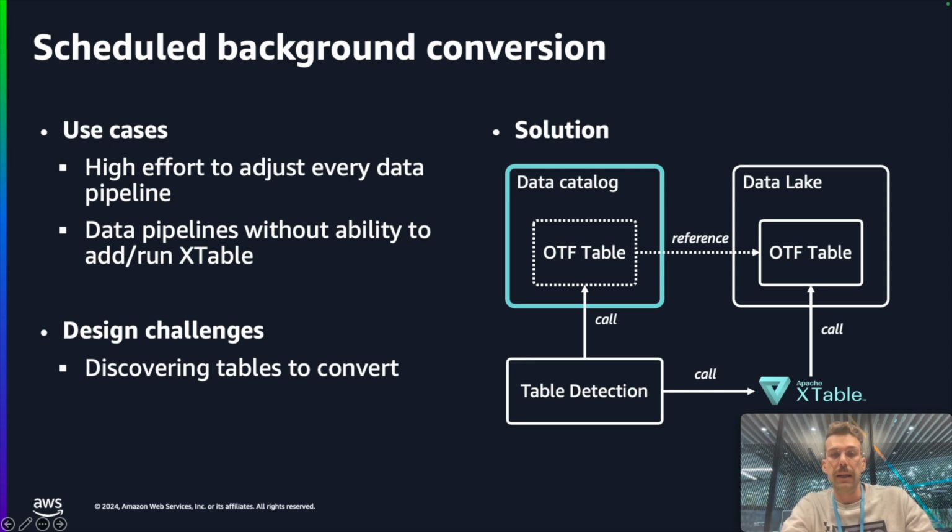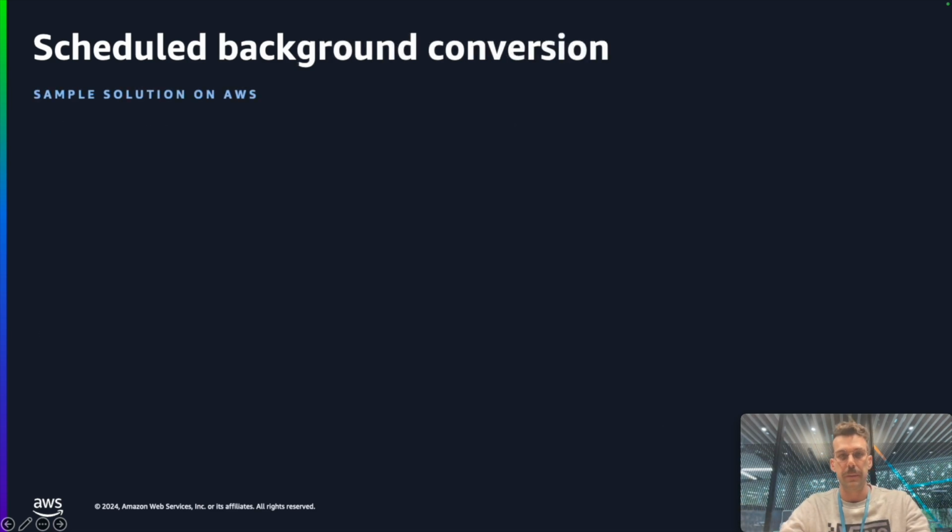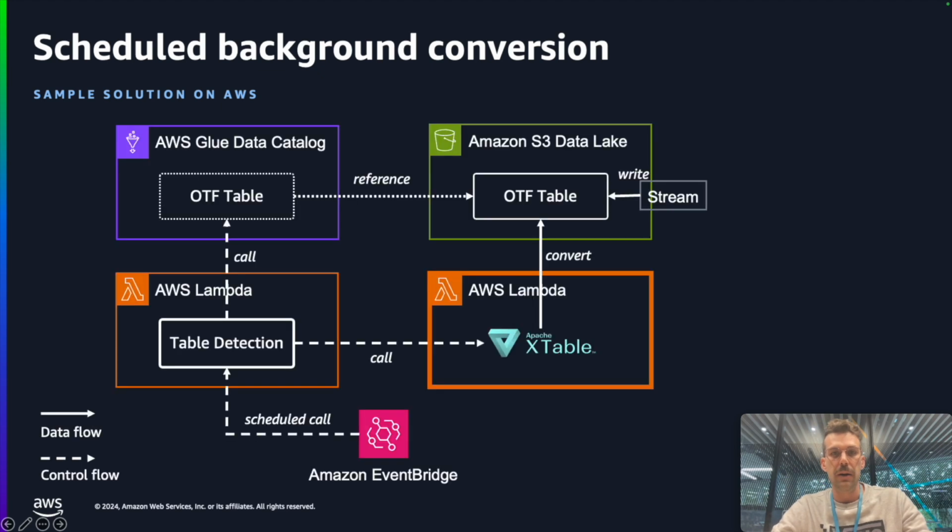In our solution, therefore, we are adding one more architectural component, a data catalog. In the catalog, we are tagging the tables in that way so that the table detection component with XTable knows which tables to pick up and then is able to translate to another format. So in a nutshell, our solution with AWS services can look like this.